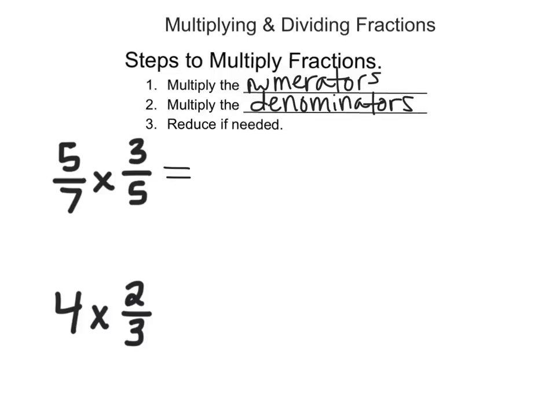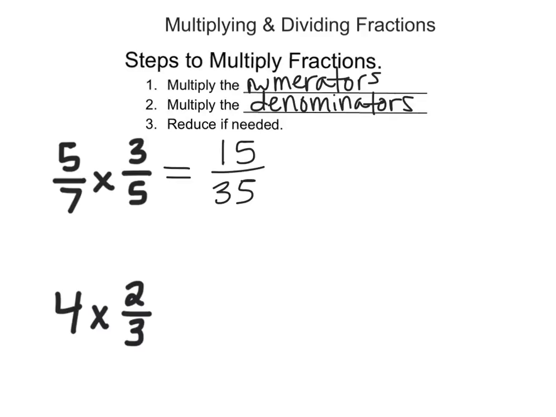So 5/7 times 3/5. So I multiply the numerators. 5 times 3 is equal to 15. 7 times 5 is equal to 35. Now I need to see if I can reduce. So is there something that goes into both 15 and 35 evenly?